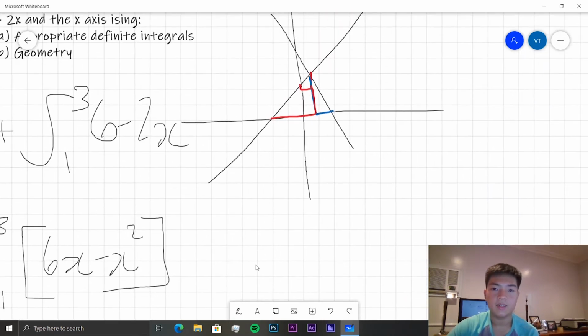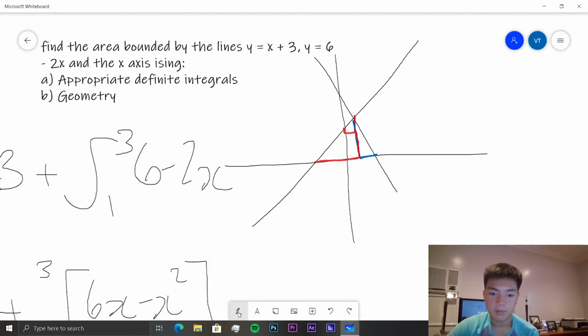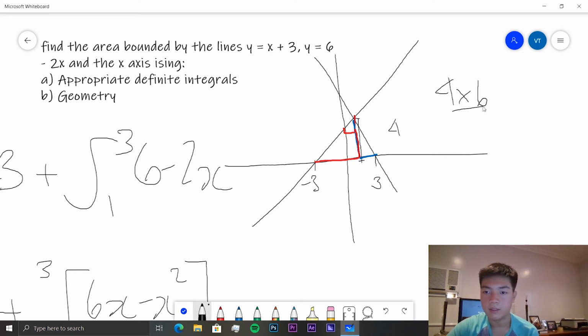And let's check if this is correct. We can simply use 1/2 base times height. So we said this is negative 3 and this is 3. And the height will be when x equals 1, so the height will be 4. So this will be 4 times 6 over 2, which is indeed equal to 12. So we are correct.